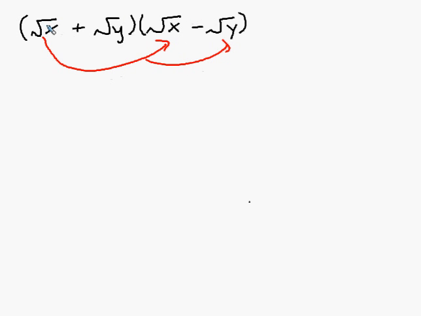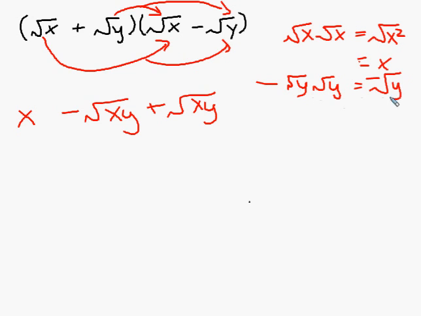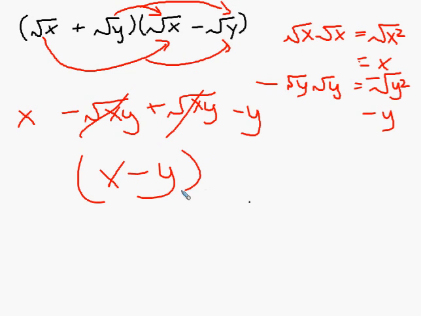These have the same index, so root x times root x is root x squared, which is x, so I get an x. And then minus root xy. Then this multiplies. So root y times root x, so plus root xy. And then root y times negative root y, which is negative root y squared, which is negative y. So minus y. And then these two terms cancel, so I get x minus y. No big deal.